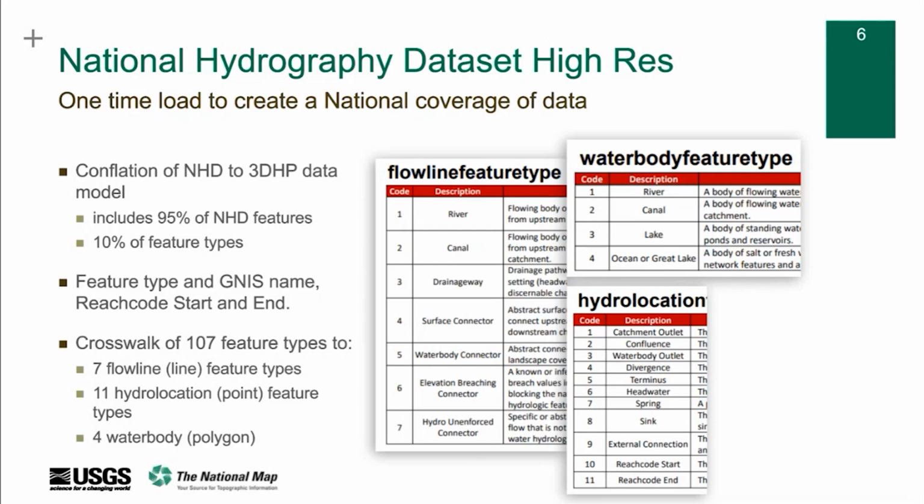They wanted to make sure that if we're converting and supporting a new data set, that we had a national network that could be navigated and addressed to. So we went ahead and used the NHD high-res, which is the best available hydrography data that we had, and imported that into 3D-HP. And with that, we imported 95% of the features, but only 10% of the feature types. In other words, most of the NHD is a core group of feature types, and those are the ones that we imported into 3D-HP.